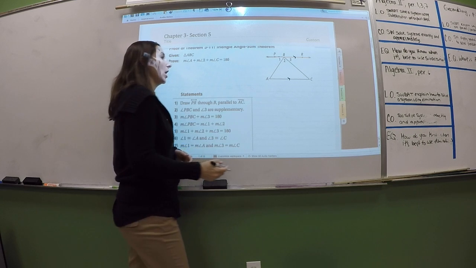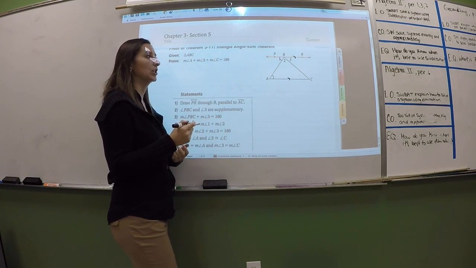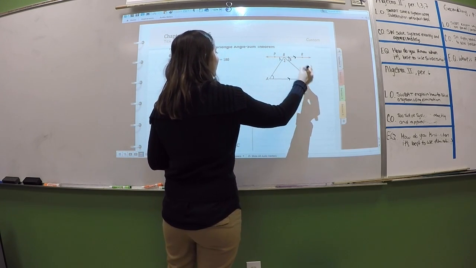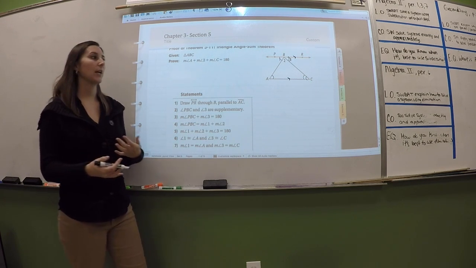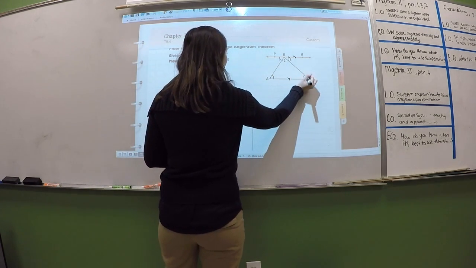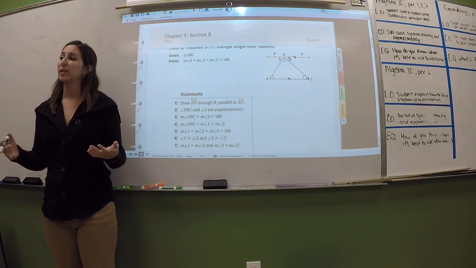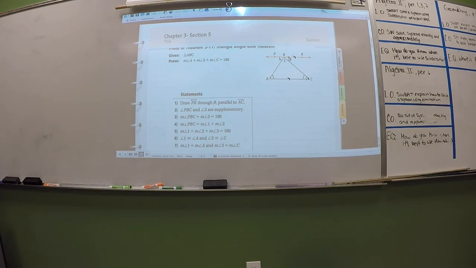Now we also know that 1 and A are congruent by the alternate interior angles theorem. We also know that 3 and C are congruent for the same reason. They're alternate interior angles just on the other side. So this is the same as 1, this is the same as 3, and we already said that they add up to 180, so that means they all have to add up to 180 on the inside.